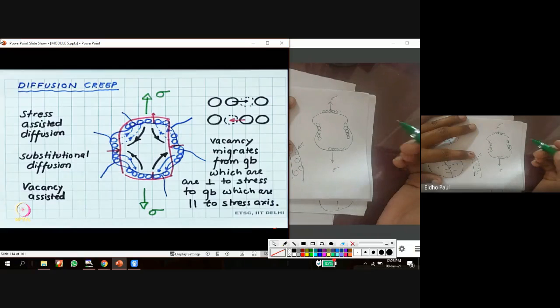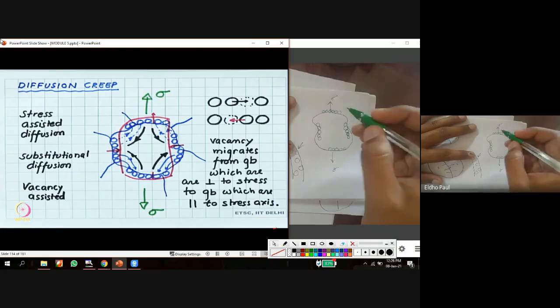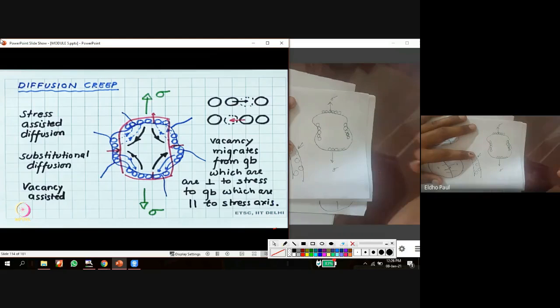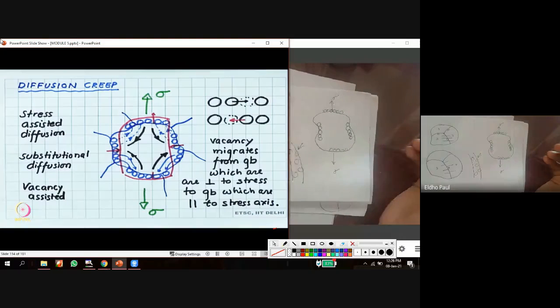Okay, so during this creep deformation, all the grains and atoms are under very high temperature, so there is a chance for diffusion. When we increase the temperature, the driving force for the diffusion also increases, and the probability of diffusion increases with the increase of temperature.